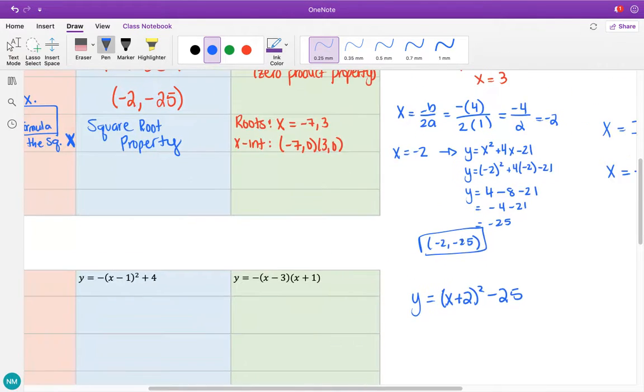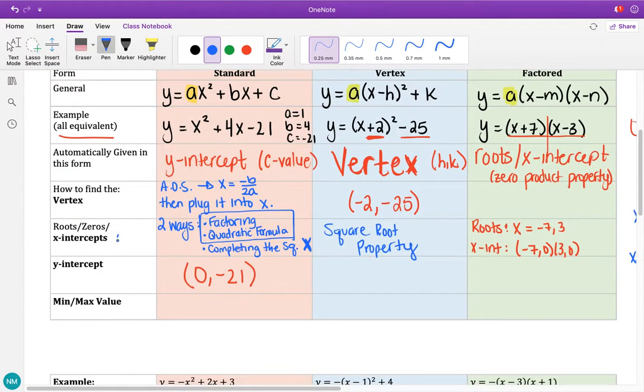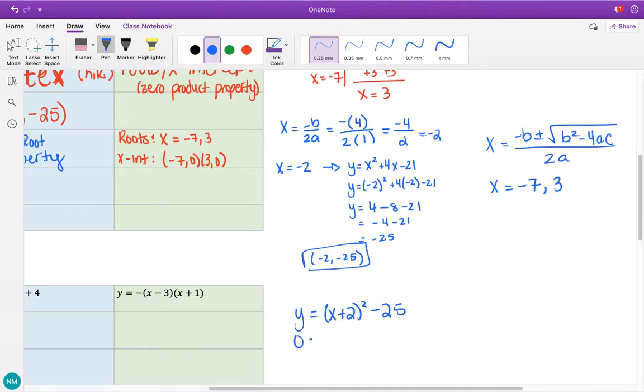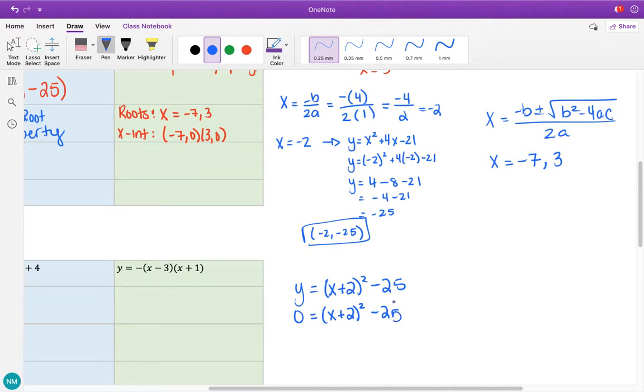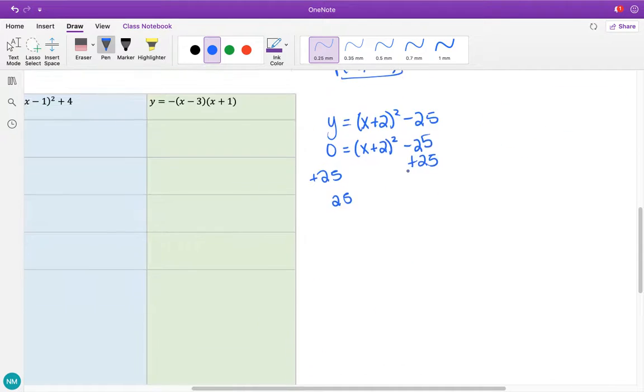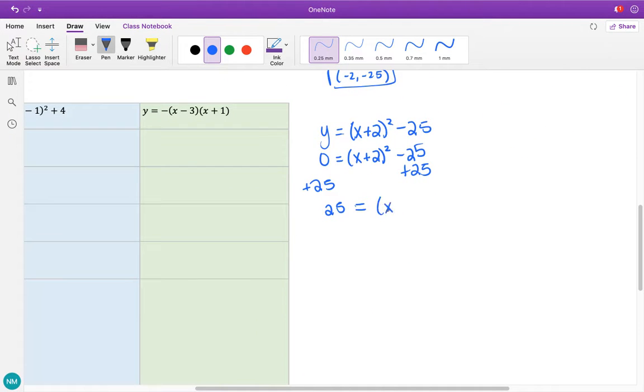With the square root property, keep in mind, my x-intercept is when y equals 0, and my y-intercept is when x equals 0. So here, I'm going to set this equal to 0, x plus 2 squared minus 25, and just solve. So I'm going to add 25 to this side. I get 25 equals x plus 2 squared. Take the plus or minus square root of both sides. So I get plus or minus 5 equals x plus 2.